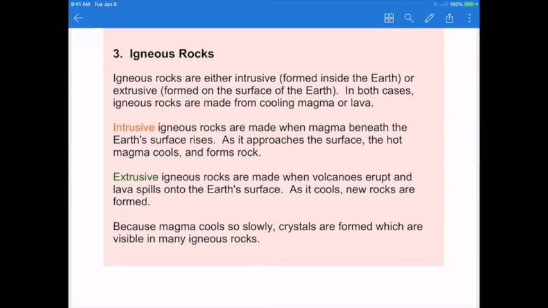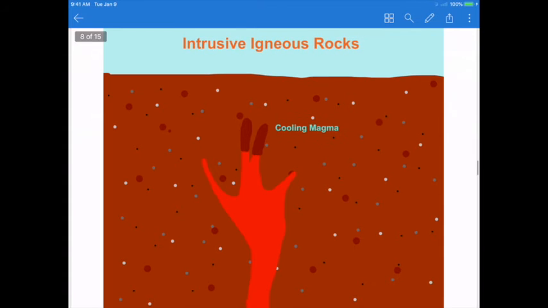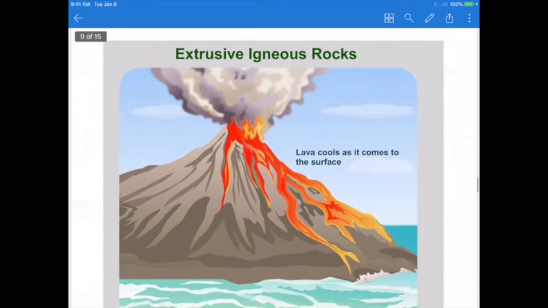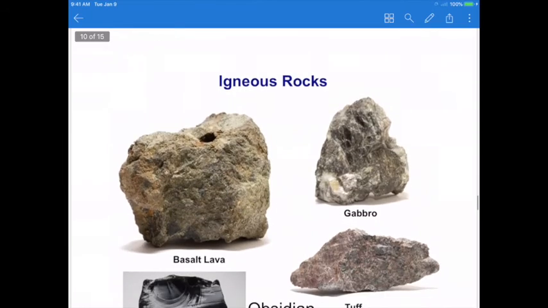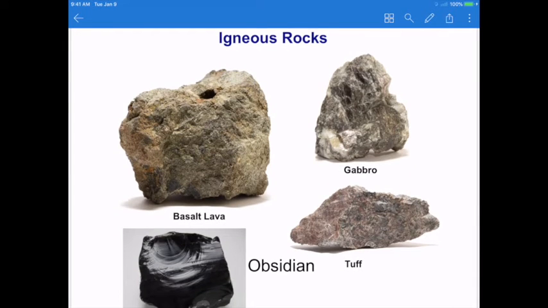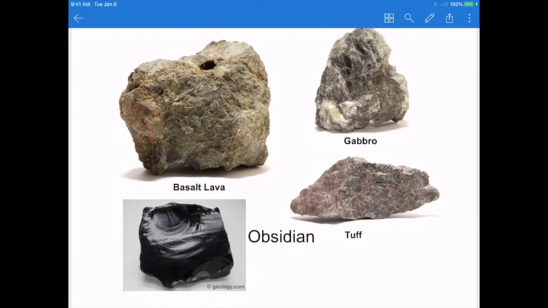Finally, we have igneous rock. Igneous rock is created through lava or magma. Magma is inside the earth. Lava comes out. So intrusive igneous rock forms inside, and extrusive igneous rock is outside of a volcano. This is intrusive igneous rock, where the magma is inside, and extrusive is where it comes out as lava. And when it cools, it becomes igneous rock. So there are a few different kinds. We have basalt, obsidian, and so forth.